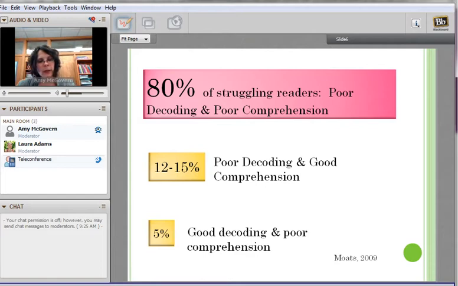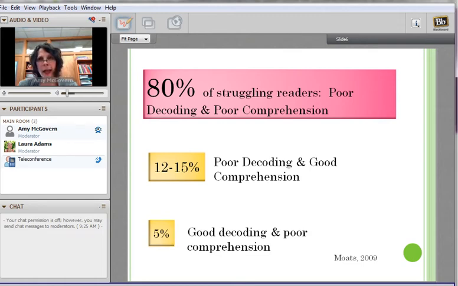And finally, what I used to hear a lot in my district was, ooh, they're really great decoders, but they're poor comprehenders. The research says that that good decoder, poor comprehender is really only about 5% of our students.